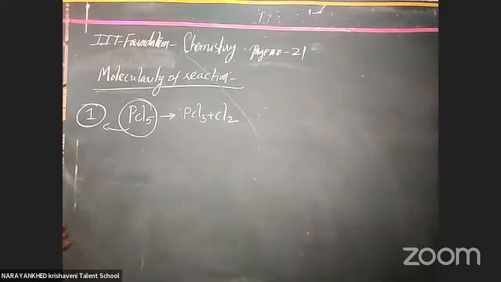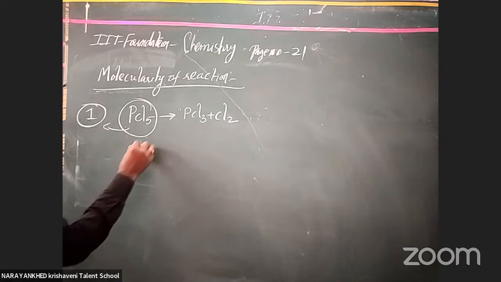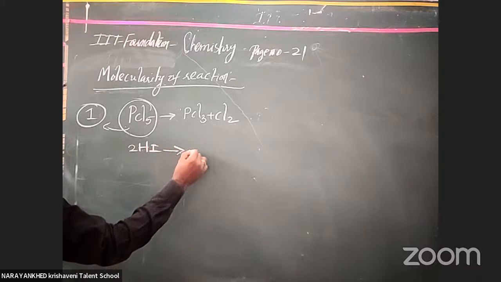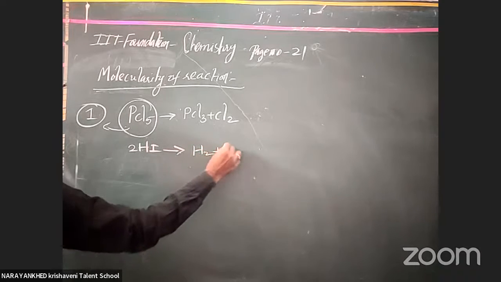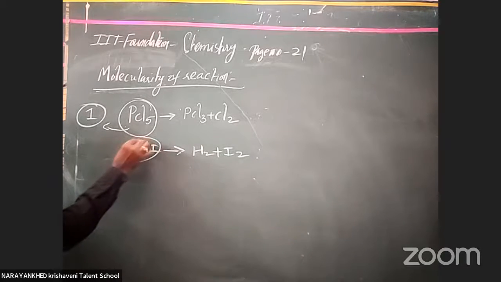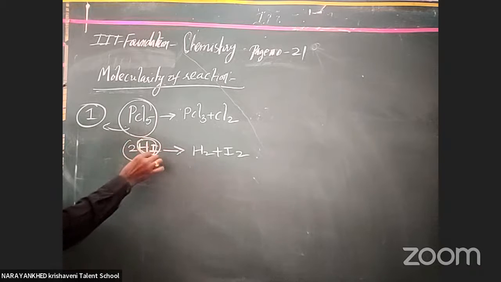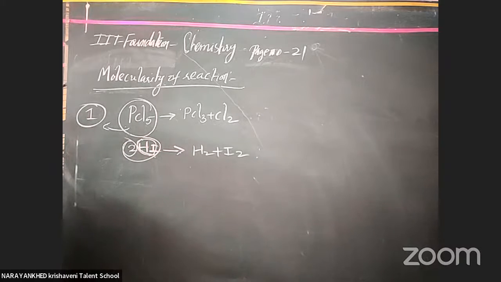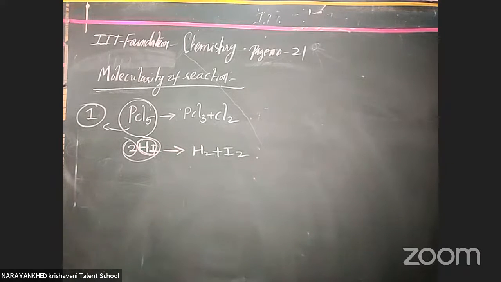And next, after this, we consider one more thing here. I take 2 HI, which gives H2 plus I2, hydrogen iodide. How many molecules are there here? Two molecules, because one HI is one molecule and it is multiplied by two. How many molecules is it? Only two molecules here.